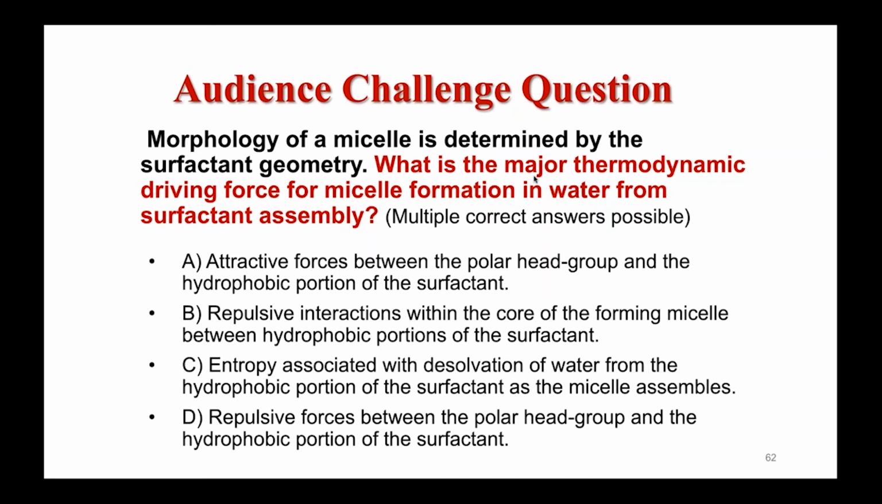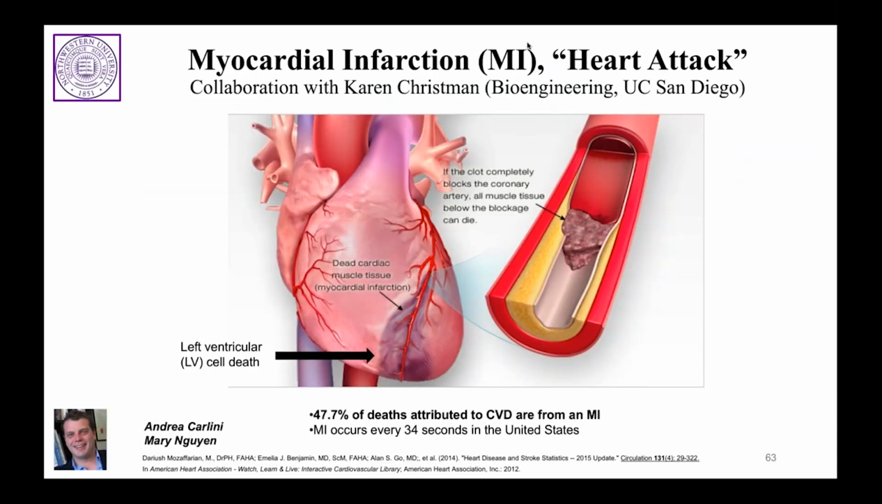Correct answer is C and D. And so I mentioned the entropic effect of assembly, but also you have a separation between the polar head group and the hydrophobic portion, giving you the shape of that surfactant. Now, this is exactly the concept that we want to use in targeting the materials, because we want to change those interactions between the head group and the hydrophobic portion in order to ultimately change the shape of the assembly. And we use that same concept to go after this particular type of disease.